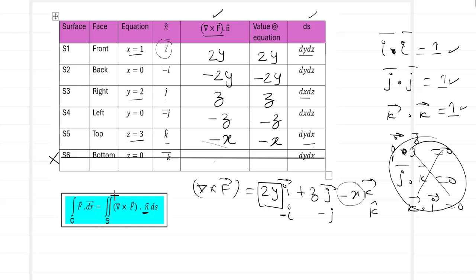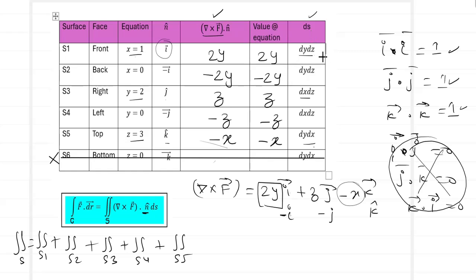So now I will have to integrate on how many surfaces? I will have to integrate on 5 different surfaces. So it is going to be S1 plus S2 plus S3 plus S4 plus S5. This is going to be my S. Now don't evaluate them individually. What we can do best is club the data so that this dy dz can be evaluated together. So S1, S2 I am going to evaluate together.